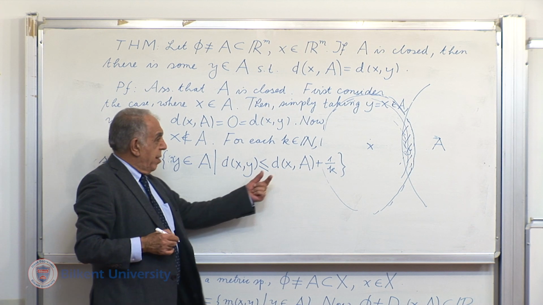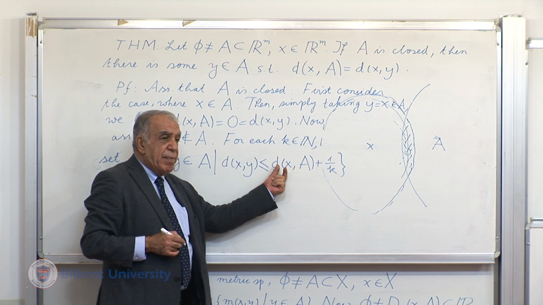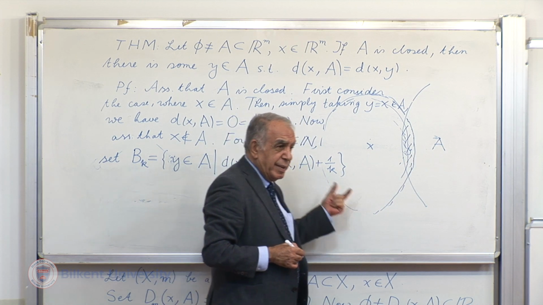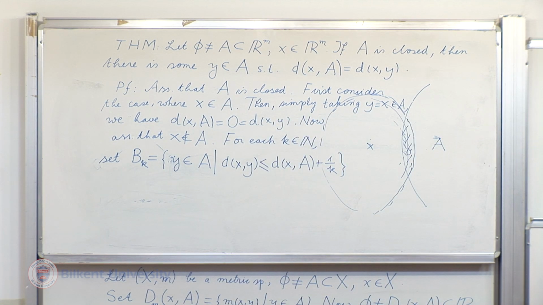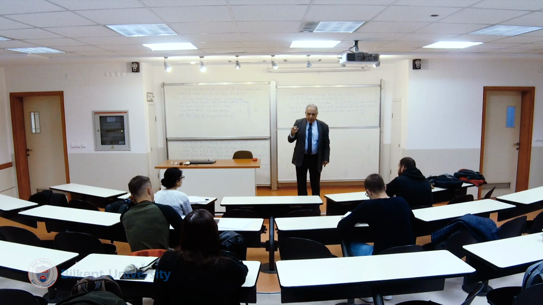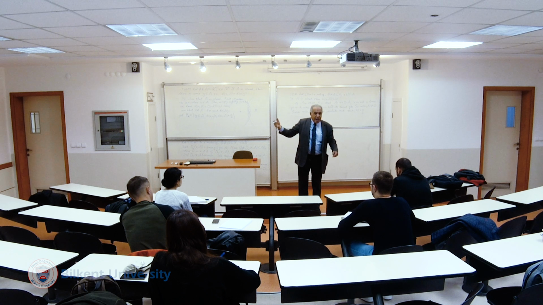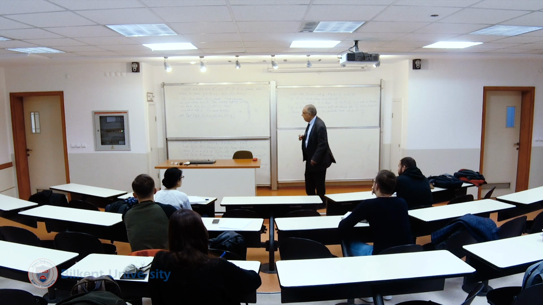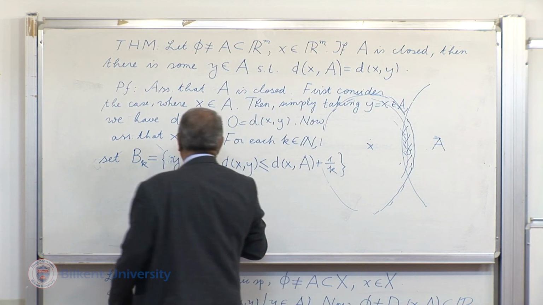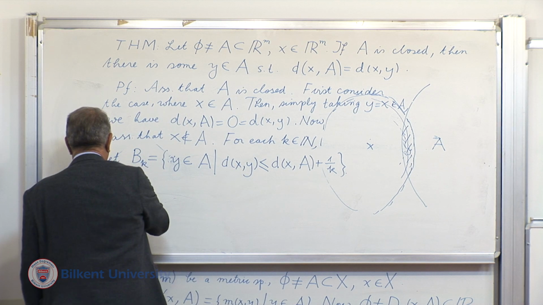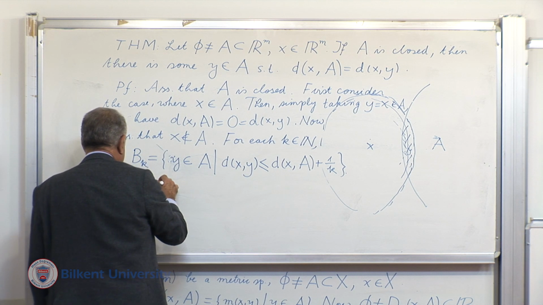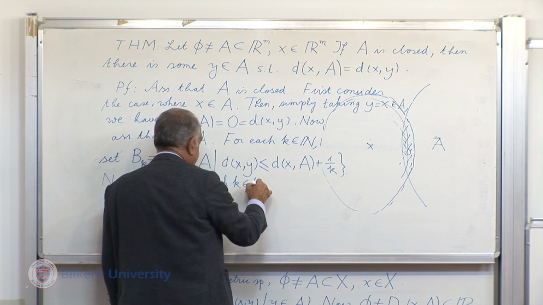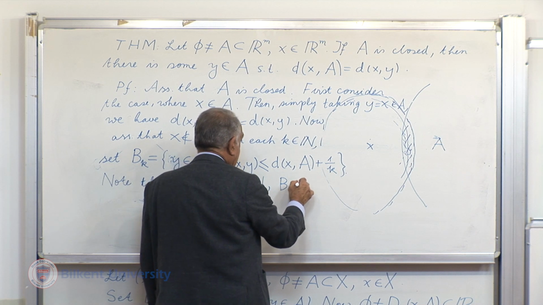Now firstly, by definition, d(x,A) is the infimum of distances of points in A to x. Well, if I take something larger, by the very first proposition we had at the beginning of the course, the intersection of that with A will be non-empty. So B_k is non-empty since 1 over k is positive, and by definition of d(x,A) as the infimum of the relevant set. So let me write that. Note that for each k in N, B_k is non-empty.